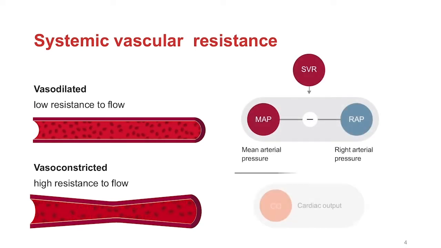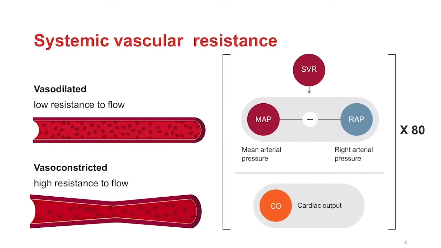SVR, or systemic vascular resistance, is calculated from the difference between mean arterial pressure and right atrial pressure, divided by the cardiac output and multiplied by 80. Normal systemic vascular resistance is 800 to 1200 dyne seconds per centimeter to the 5, but it's frequently indexed for body surface area and described as SVRI, and the normal range for this is approximately 1800 to 2400.